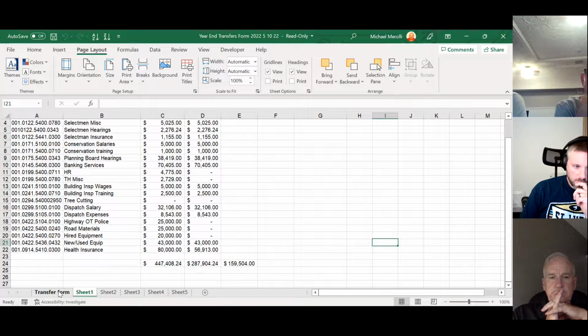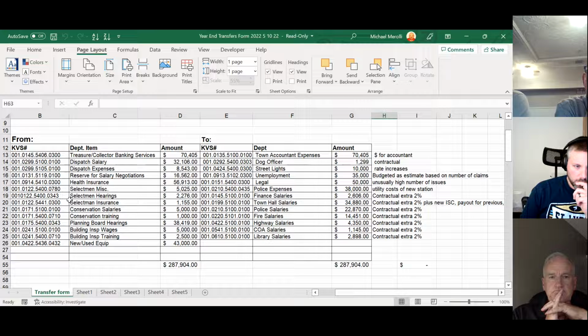So if you want to go back to the transfer form. Oh, transfer, thanks, Mike. Sheet two. So you can see we have from and to. The 'to' side is where all of the shortages are, and that's where we're trying to fill in. If you have any questions about each one of these accounts. So going from town accountant expenses down to dog officer, the street lights, unemployment, legal, police expenses, and so on, those are where the money is short. And if you look in column H, it gives you a reason why we need this money at this point.